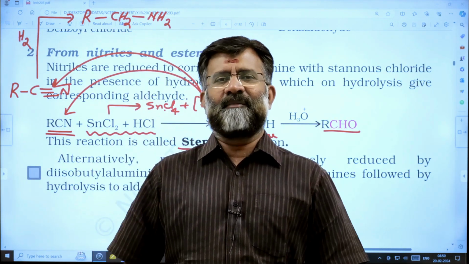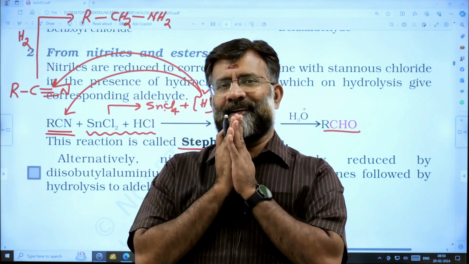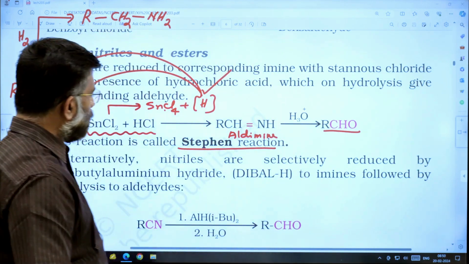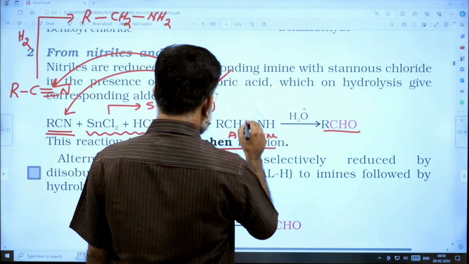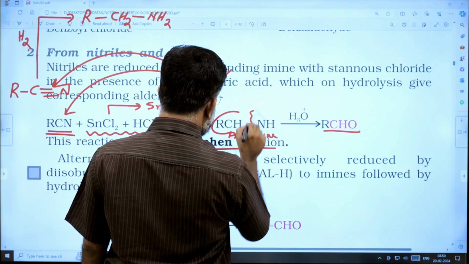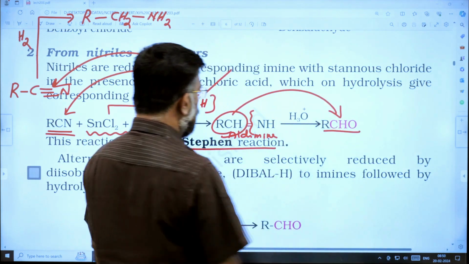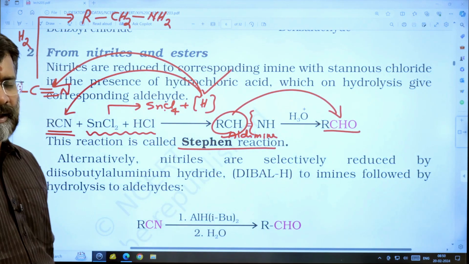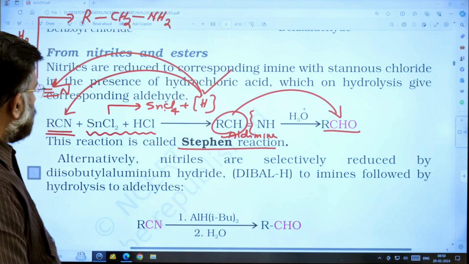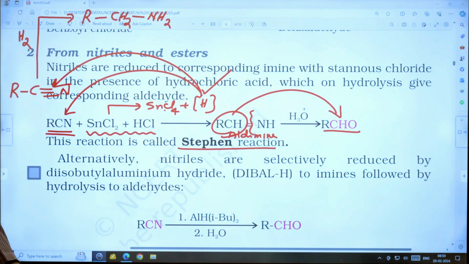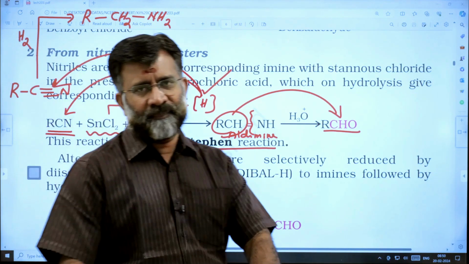This is not complete reduction. This is partial reduction, and what do you get? You get the imine, and upon hydrolysis, this part of the molecule will turn into aldehyde. That is called Stephen's reduction.